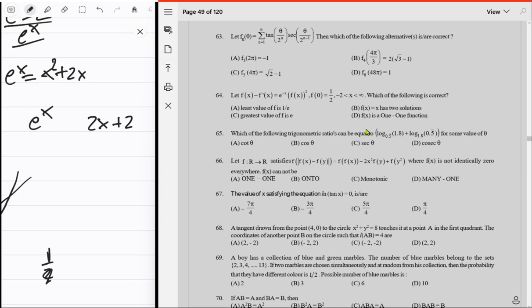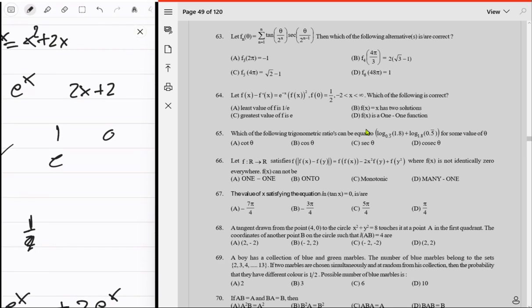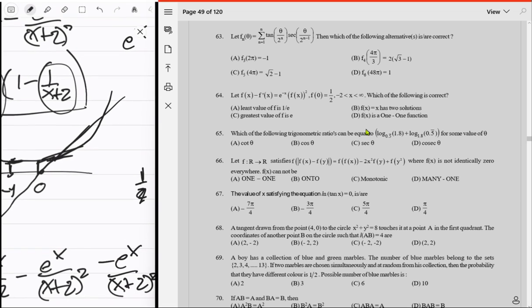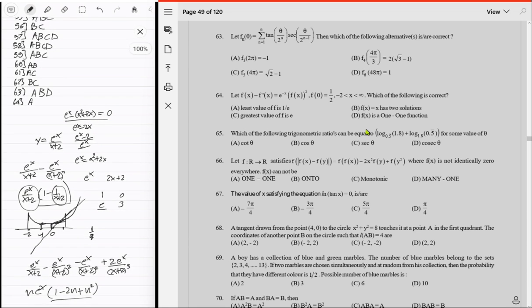Think about it. At 0 look at their values, 1 and 0. At 1 the value of this is e and the value of this is just 1 plus 2, which is 3. So e is still less than, oh, that was it. At 1 it has already done this, right? It has already intersected at 1 in that case, right? That's it. Two solutions. Next question.